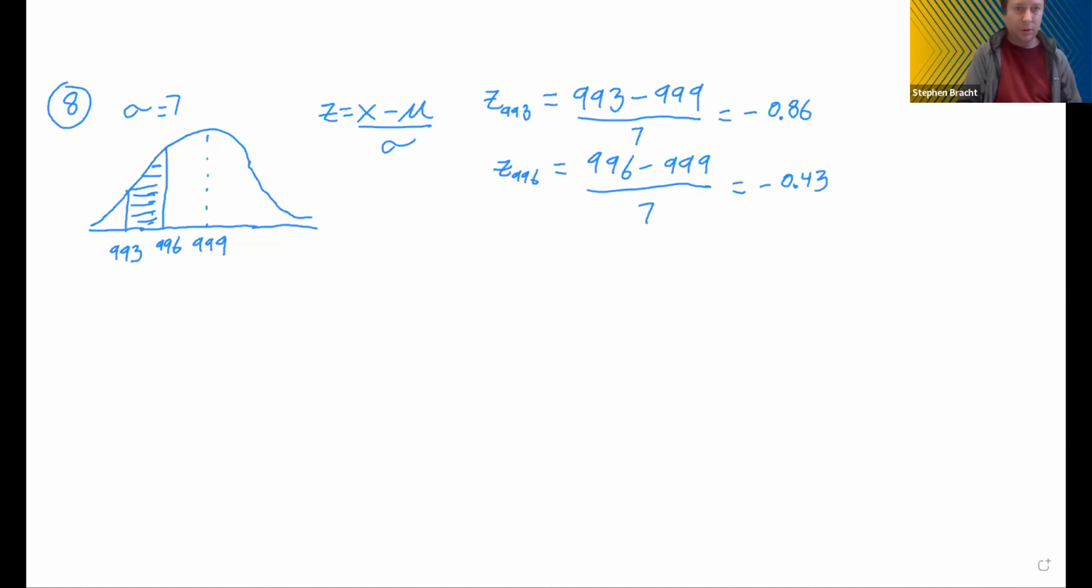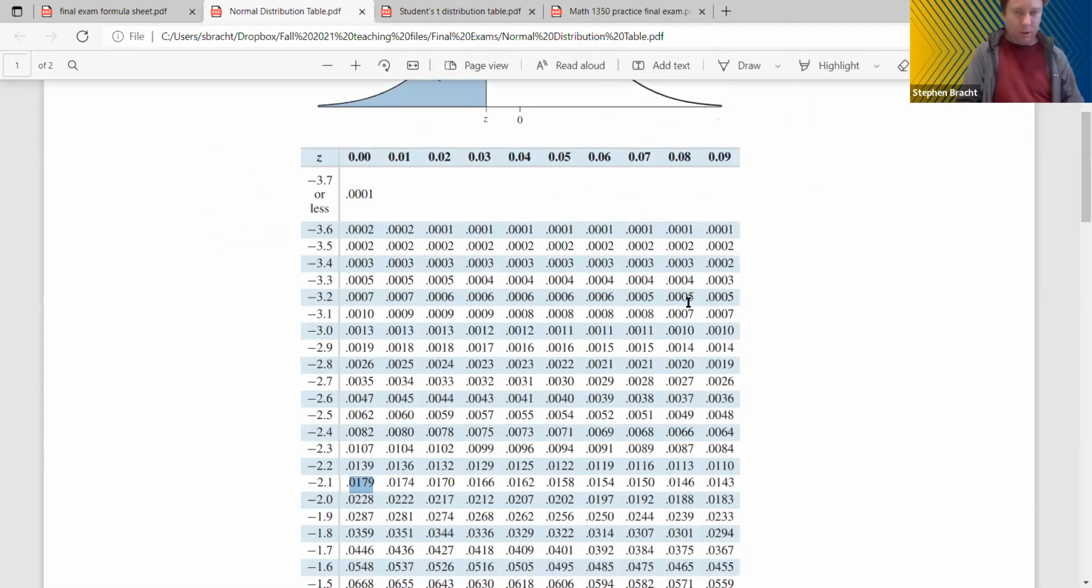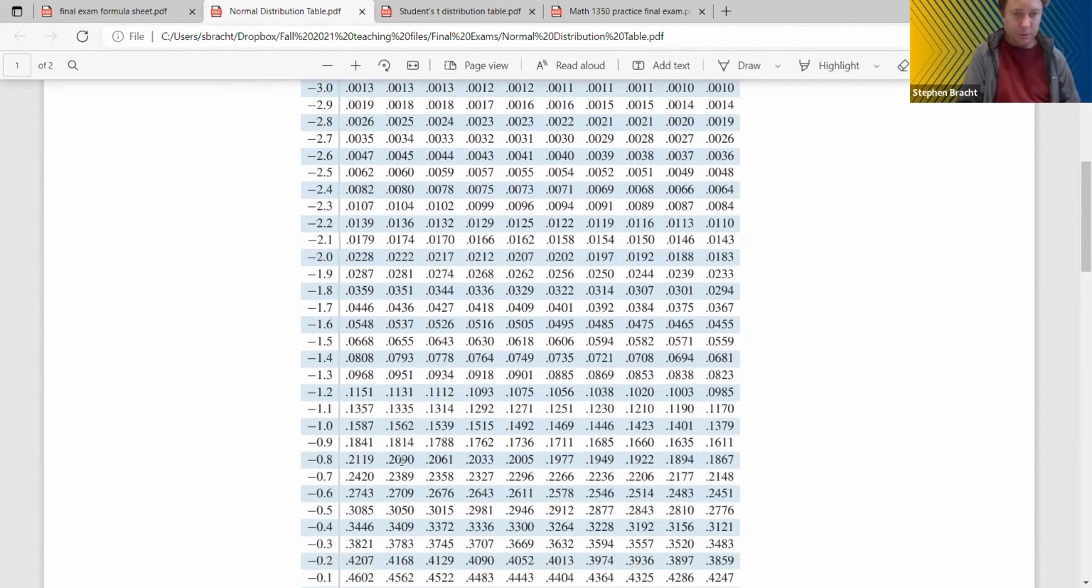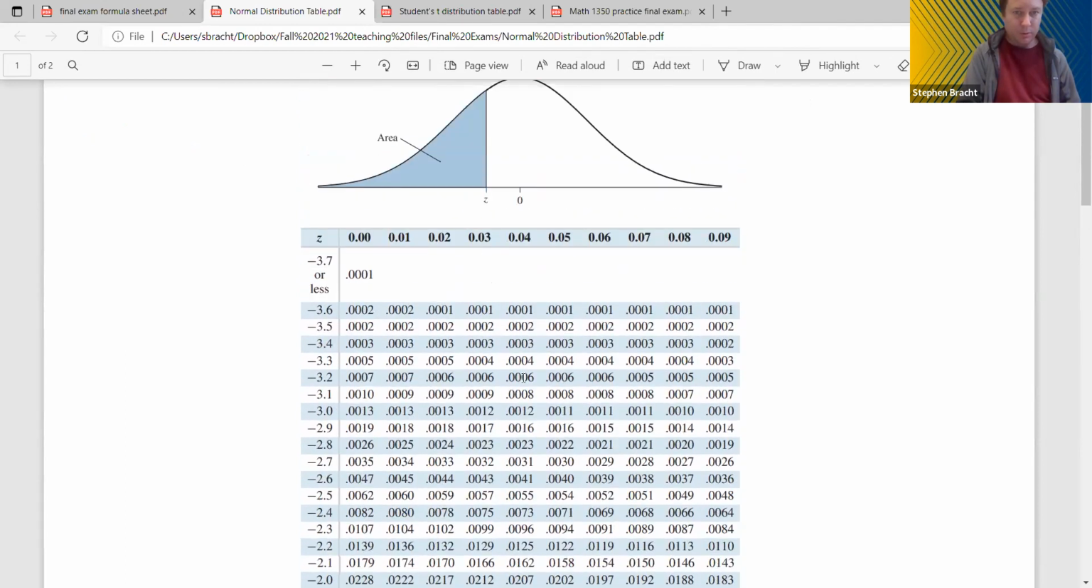So that looks like the area to the left of negative 0.43, 0, 1, 2, 3, is going to be right here, okay? Because it's negative 0.4 and then it's underneath 0.03, right?